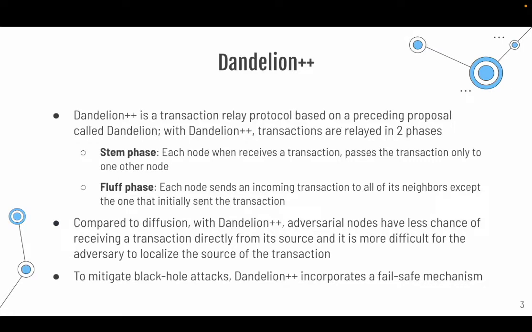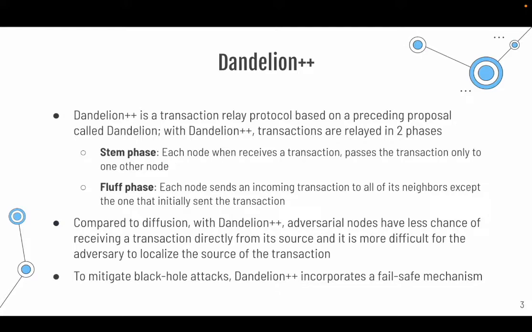Dandelion++ is a transaction relay protocol based on a preceding proposal called Dandelion. With Dandelion++, transactions are relayed in two phases. The first one is called the stem phase, and in that phase, when each node receives a transaction, it passes the transaction to only one of its neighbors. The second phase is called the fluff phase, which is similar to the diffusion protocol that we have in Bitcoin. In this phase, each node, when it receives a transaction, passes the transaction to all of its neighbors except the one that initially sent the transaction.